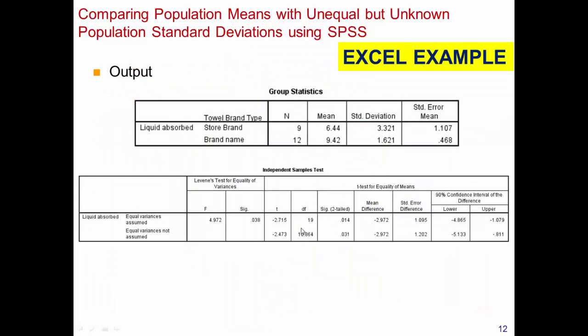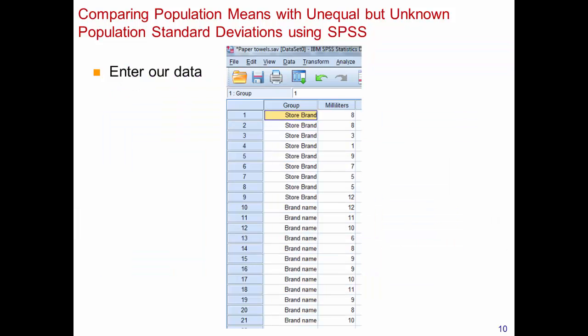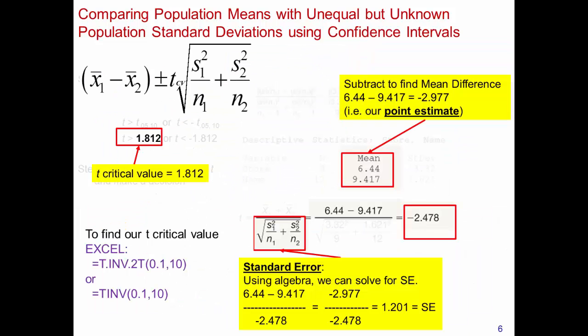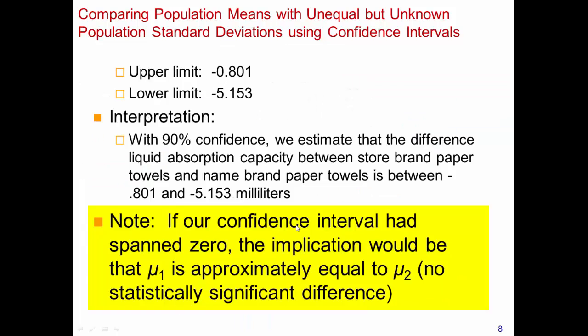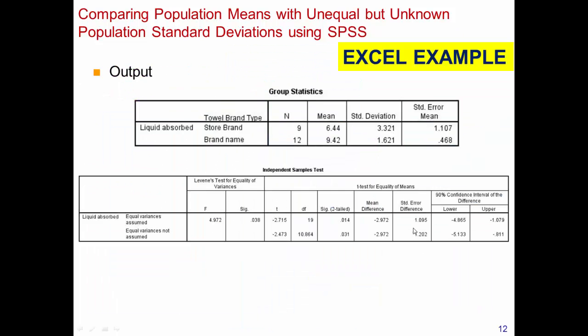So in this case, our t-value is negative 2.972, which was the mean difference, and you could calculate that just by subtracting 9.42 from the 6.44, and then divide it by 1.202, which you can get using the calculation that we had on this page here, or you can cheat and grab it off of here. It's actually not cheating, it's provided for you to use.